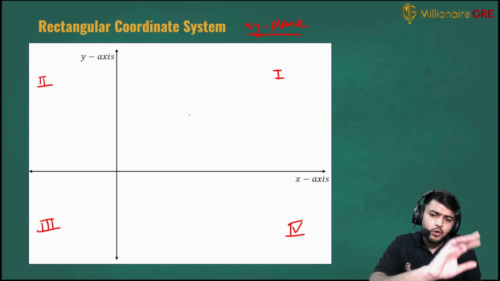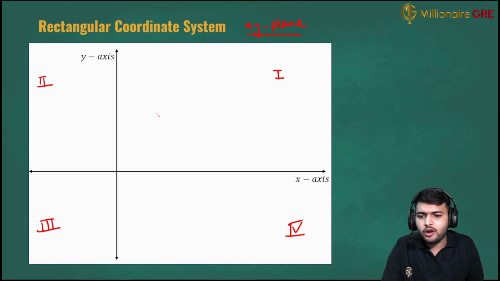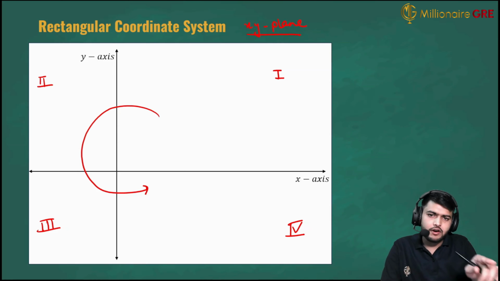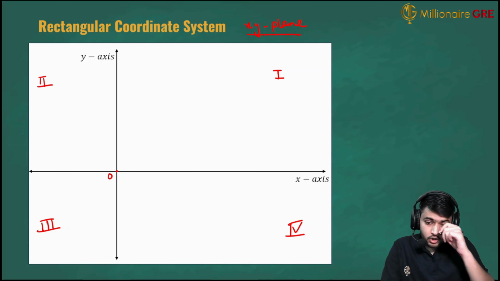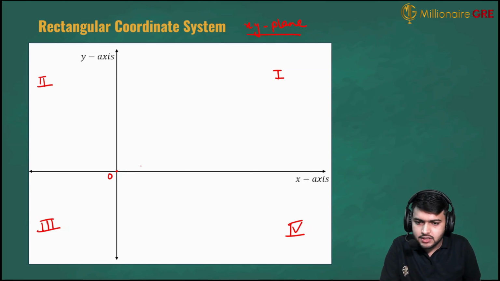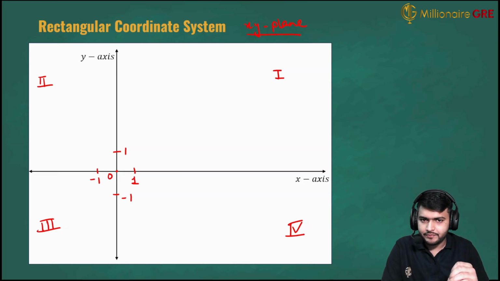Now take note, the quadrants are arranged in anti-clockwise manner. First, second, third, fourth. At this point, x and y both are 0. This point is called origin. Towards the right of the origin, x is positive. Towards the left, x is negative. Upwards, y is positive. Downwards, y is negative.